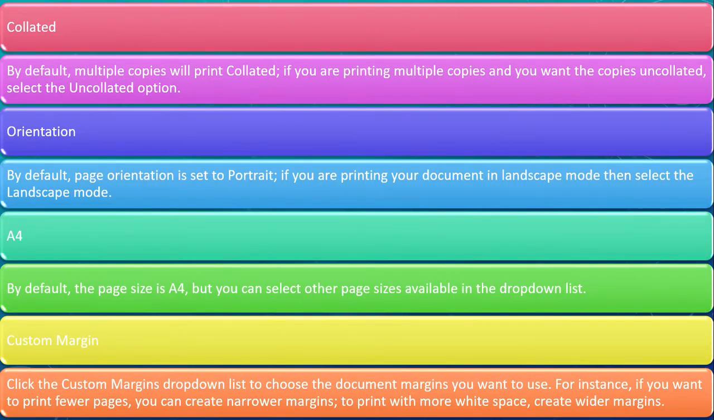Collated. By default, multiple copies will print collated. If you are printing multiple copies and you want them uncollated, select the uncollated option. Orientation. By default, page orientation is set to portrait. If you are printing your document in landscape mode, then select the landscape mode. Next is A4. By default, the page size is A4, but you can select other page sizes available in the drop-down list. Next is custom margin. Select the custom margin drop-down list to choose the document margin you want to use. For instance, if you want to print fewer pages, you can create a narrow margin. To print with more white space, create a wide margin.